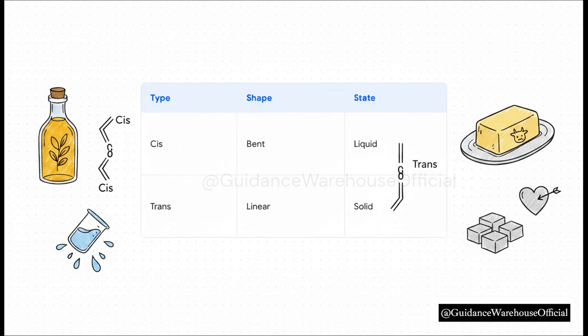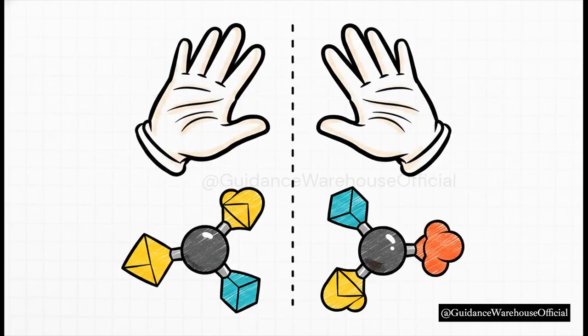But if the carbons are on opposite sides, it's a trans configuration. The backbone remains totally straight and linear. Because they're straight, they pack super tightly together and form a solid at room temp. This microscopic geometric difference is exactly what separates healthy cooking oils from the artificial trans fats that end up clogging our arteries. Step 3. Enantiomers.